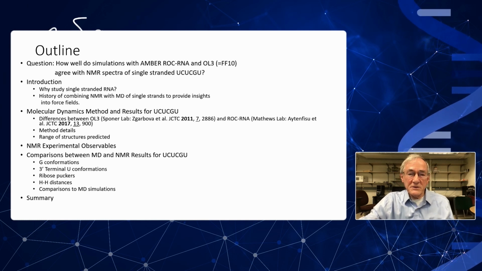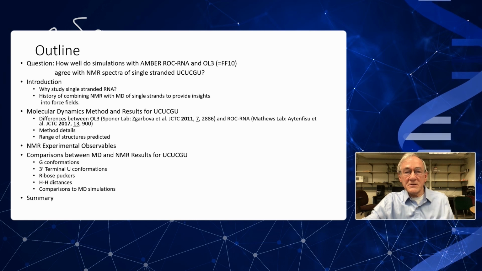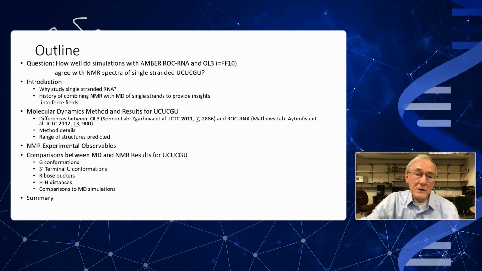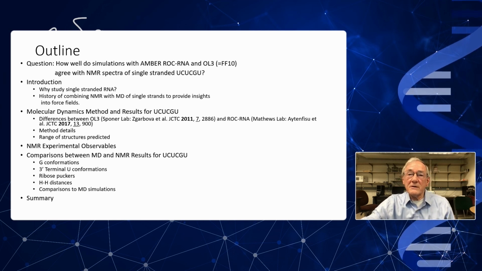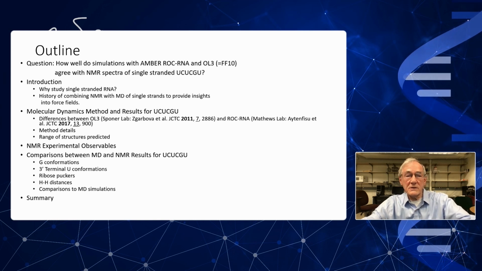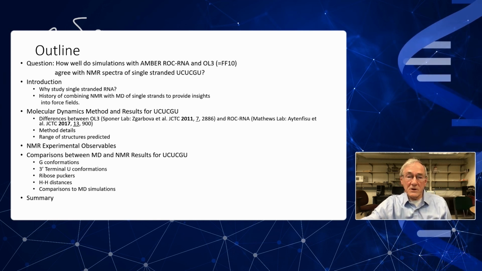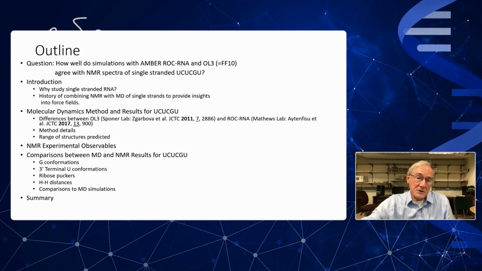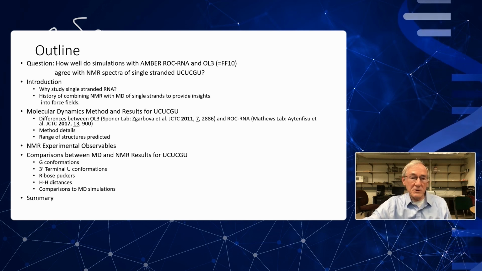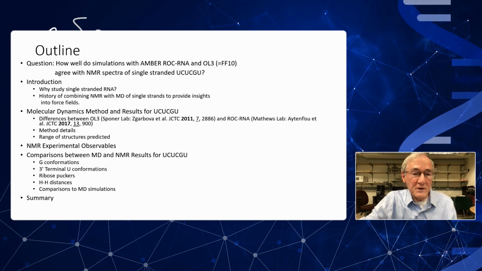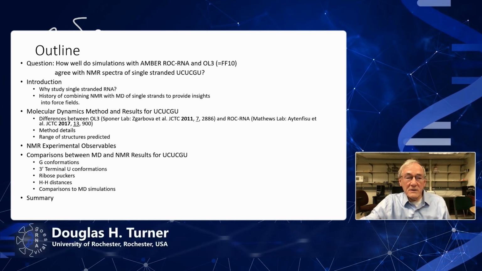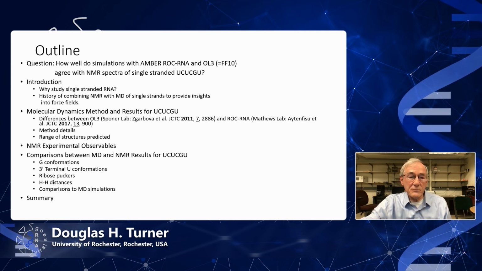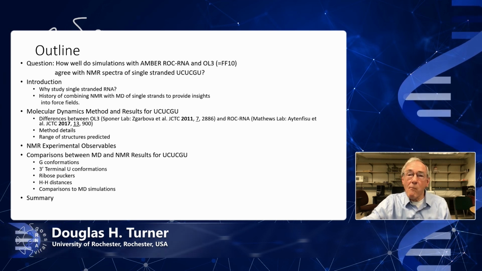And the whole idea is, if you know enough about the physics of RNA, then maybe you don't have to do as many experiments. So why even study single-stranded RNA? So I'm going to give you a short introduction, talk about the molecular dynamics method and results for the hexamer, and then talk a little bit about what you can easily measure by NMR. Scott's next to me, probably doesn't agree with easily. And then comparisons between MD simulations and NMR results for the hexamer. And then I'll try to summarize.